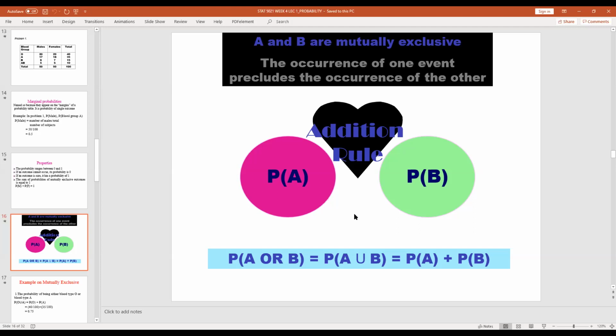So you need to be able to know this. When you identify a problem to be mutually exclusive, if you really want to figure out the probability of an event occurring, what you need to do is to add the respective probabilities of the events. Like I said, mutually exclusive will attract the addition rule in probability.